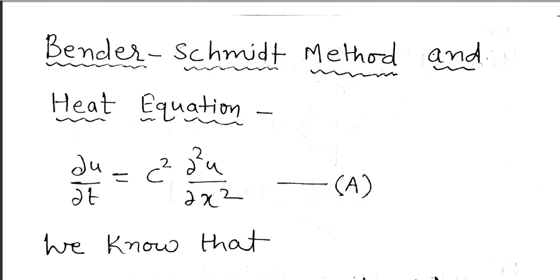Therefore the equation of the form del 2u by del x square plus del 2u by del y square equal to 0 is known as the Laplace equation, and the equation of the form del 2u by del x square plus del 2u by del y square equal to f(x,y) is known as the Poisson equation.